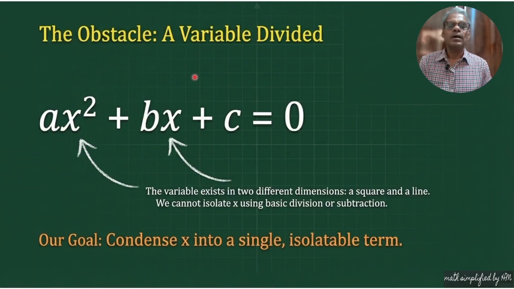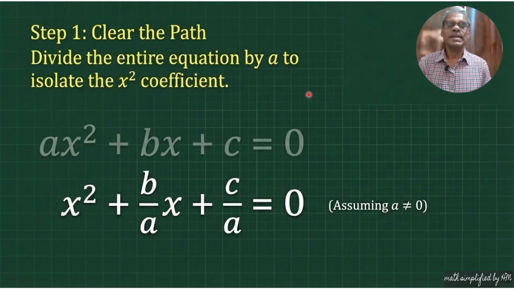The obstacle, a variable divided. ax square plus bx plus c is equal to 0. The variable exists in two different dimensions, a square and a line. We cannot isolate x using basic division or subtraction. So our goal, condense x into a single isolated term. Now we will see step by step how to get the formula for solving any quadratic equation.